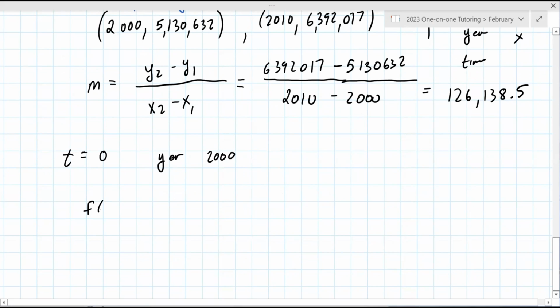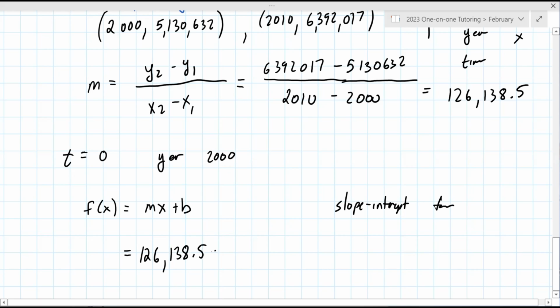So the function here, f of x, you can think of it as mx plus b, the slope intercept form. All right. So what you calculated is the slope. So it's going up by 126,138.5 people per year. Let me just double check. Did it specify a variable? No. We should probably use t though, because it is a time. And we might even want to say that t is the number of years since 2000. Okay. They're looking for that.